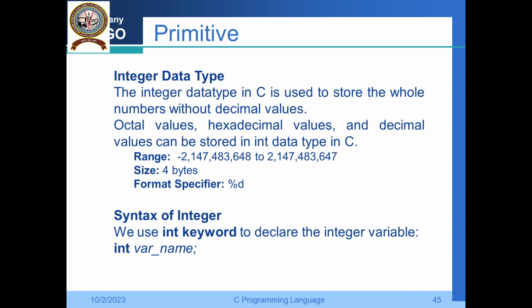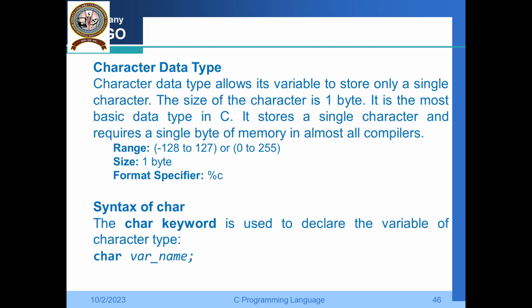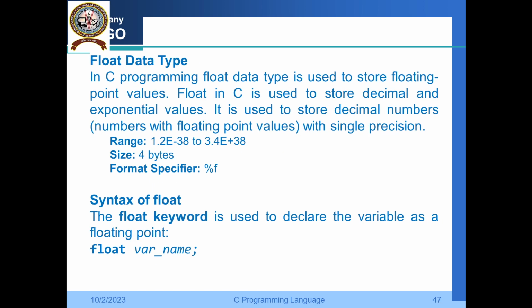Okay. Then we can go for the character data type. The character data type allows its variable to store only a single character. The size of the character is 1 byte. 1 byte means 8 bit, that is 2 to the power 8, it will be around 256. So minus 128 to 127, in between 0 is also there. Or we can say 0 to 255. It stores a single character and requires a single byte of memory in almost all compilers. Size is 1 byte. Format is %c. So we can write char, space, the variable name. So this is the syntax for writing that.